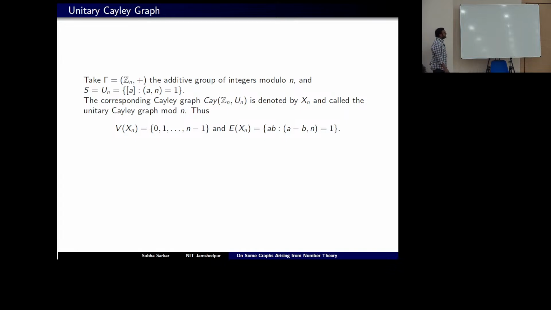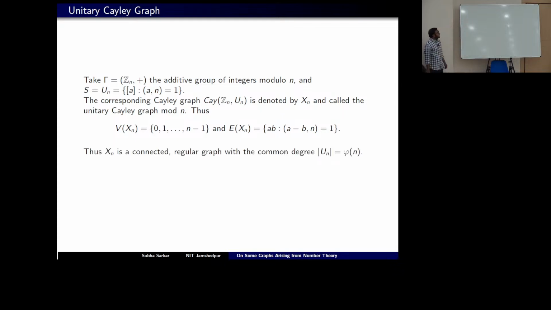So the vertex set is all the elements of Zn, so 0, 1, up to n minus 1, and between A and B there is an edge if A B inverse is a unit, but here B inverse is minus B because we are taking it with respect to addition. If A minus B is a unit, that means A minus B is co-prime to n. Therefore the GCD of A minus B and n is equal to 1, and since 1 belongs to S, S generates gamma. So our graph is connected.